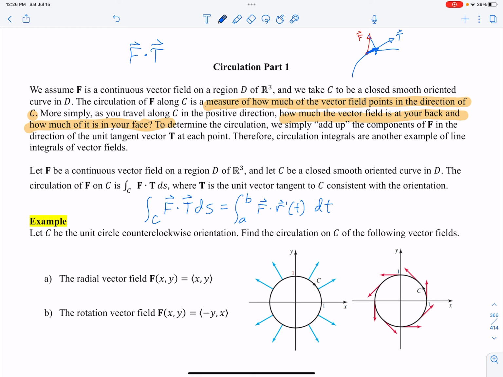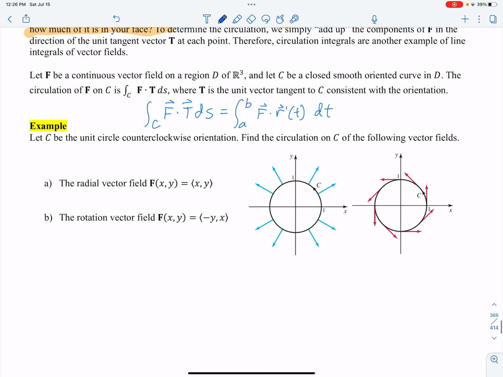Okay, we want to look at the circulation. Remember, circulation is how much of the vector field is going with C. We're going to look at two different things. We have a radial field that spreads out the whole time, and we have a rotational field. So we have both. We have the unit circle counterclockwise on the picture there, and we want to find the circulation on C.